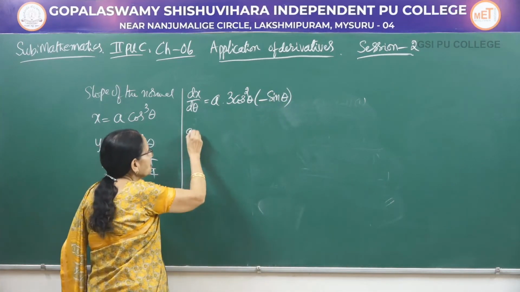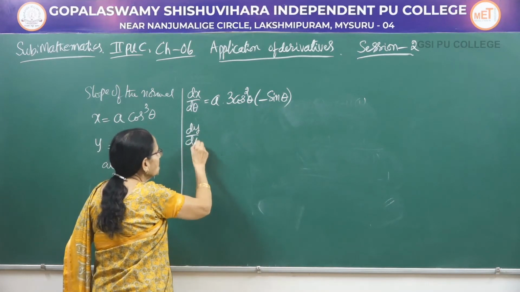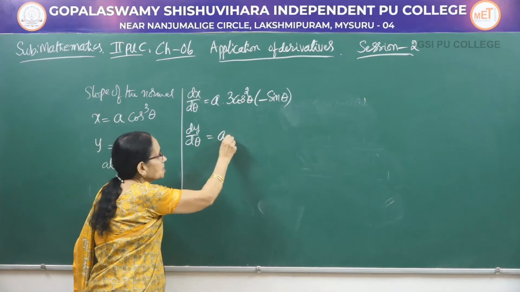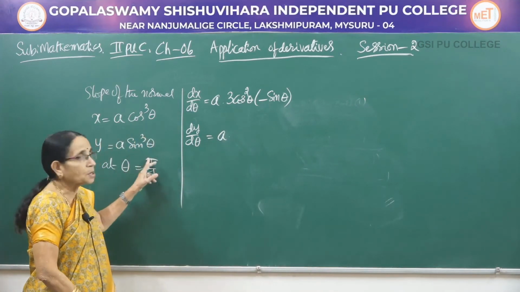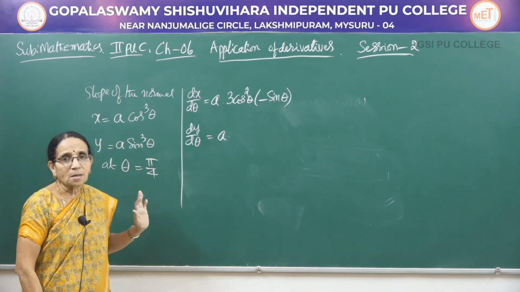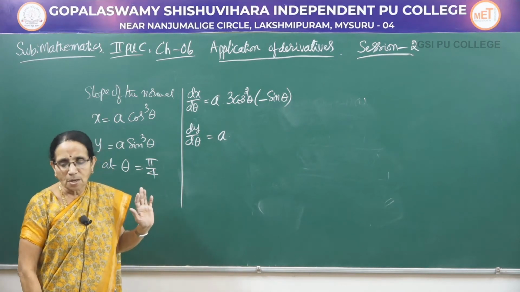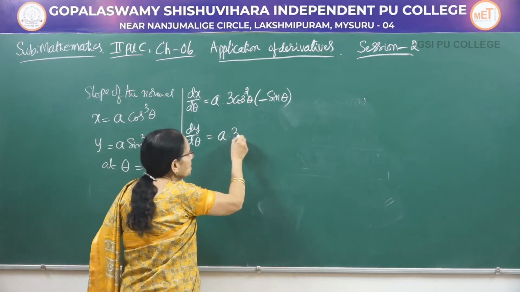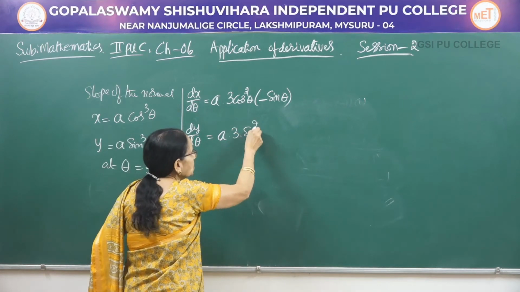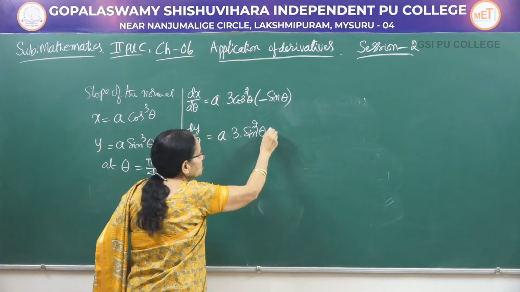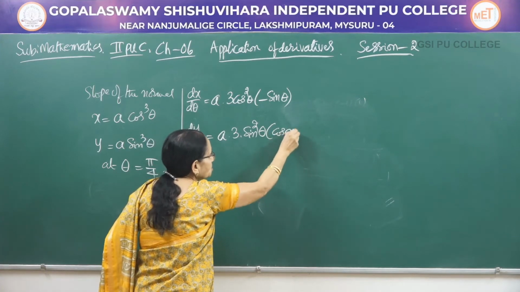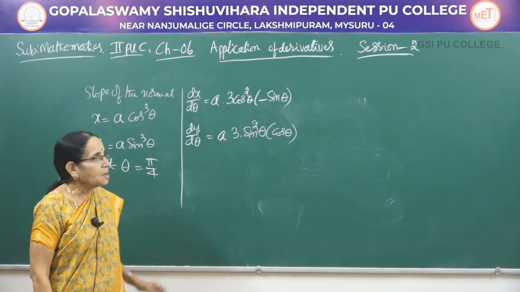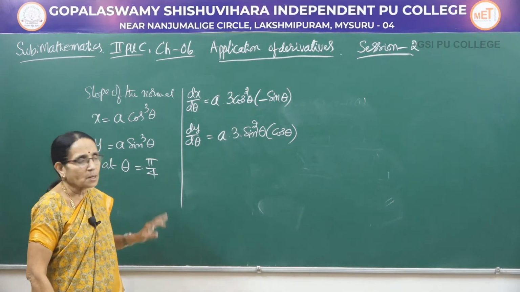Now, similarly, differentiate y with respect to theta. Same procedure, here also write a as it is. Now, sin theta is a simple function, but sin cube theta is a composite function. Apply the chain rule. So, 3 into sin square theta, and for sin theta, the derivative is cos theta. So, we differentiated both x and y with respect to theta, the parameter.